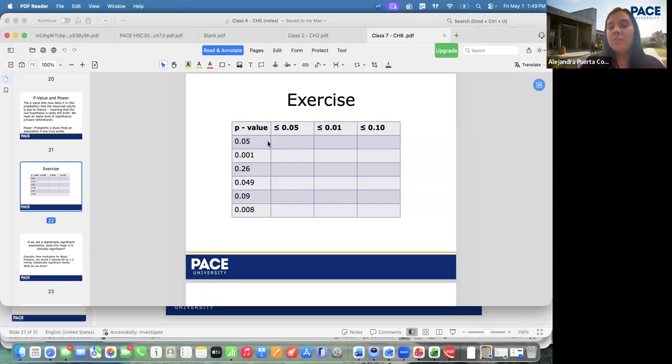So if I have 0.05, it's going to be statistically significant here. It's going to be statistically significant here, right? When the alpha value is 0.1, but it's not going to be statistically significant if the alpha value is 0.01. Why? Because it's higher, right? Than 0.01. Let's try this one, 0.008. Who wants to try it?